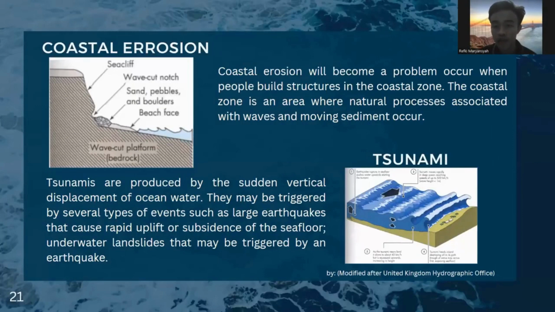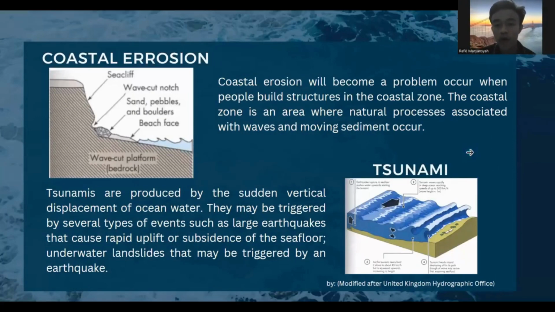Coastal erosion will become a problem when people build structures in the coastal zone and they become damaged and get crushed. The coastal zone is an area where the natural processes associated with the waves and the moving of sediments occur. And the second one is tsunamis.